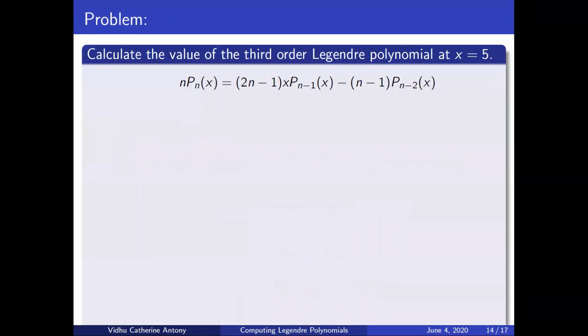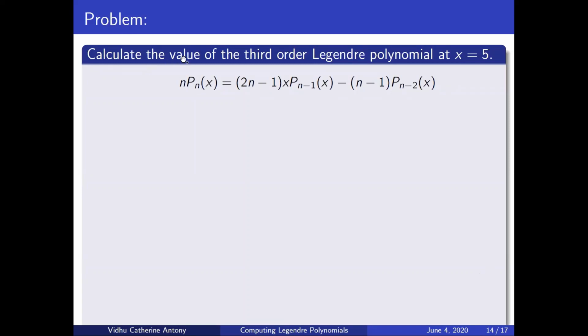this recursion relation. So if you have P2 of 5 here, 2 P2 of 5 is equal to 2 into 2 minus 1, which is 3, into 5, P1 of x. P1 of x becomes x, that's 5. And the other one becomes 1, because P of 2 minus 2 is P0 of x, which gives you 1.